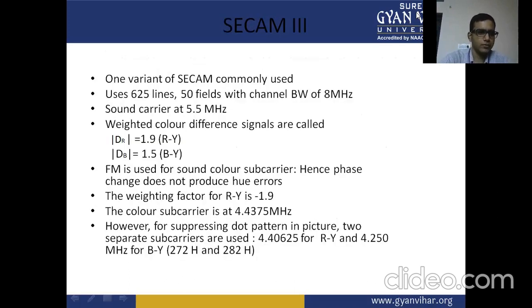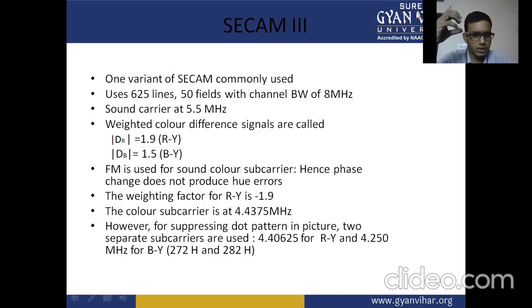SECAM III, the one variant of SECAM commonly used, uses 625 lines, 50 fields, with a channel bandwidth of 8 megahertz. So there is a difference in the three schemes in the bandwidth. In NTSC, we use 6 megahertz. In PAL, we use 7 megahertz, and SECAM uses 8 megahertz channel bandwidth. Sound carrier is at 5.5 megahertz.